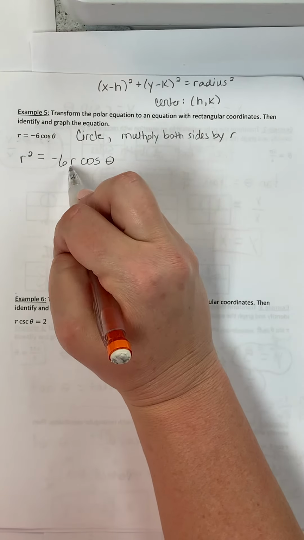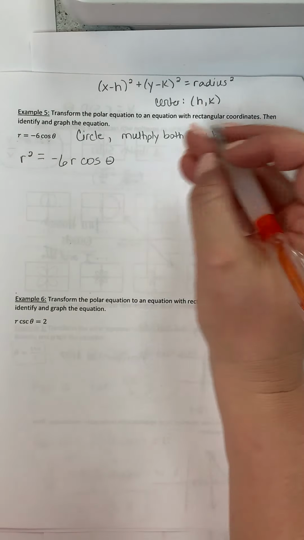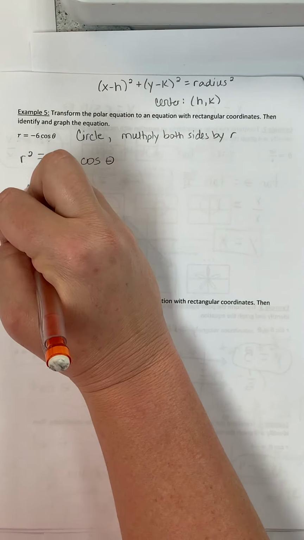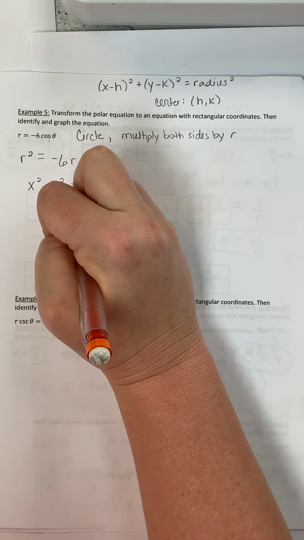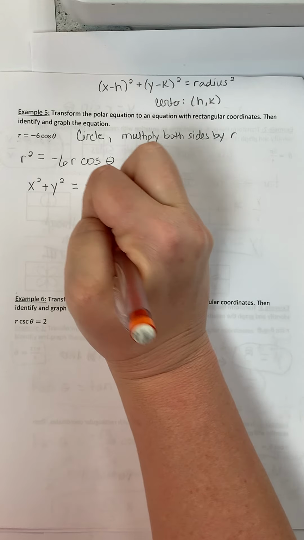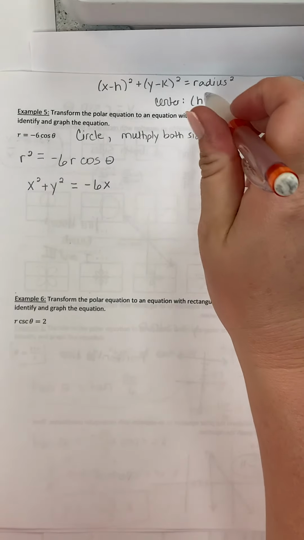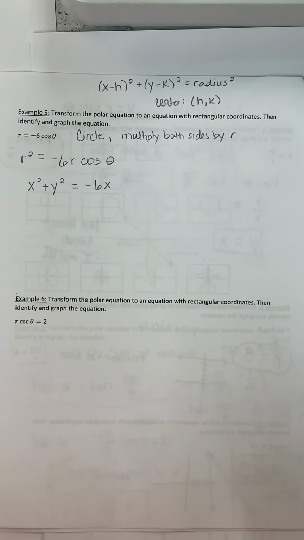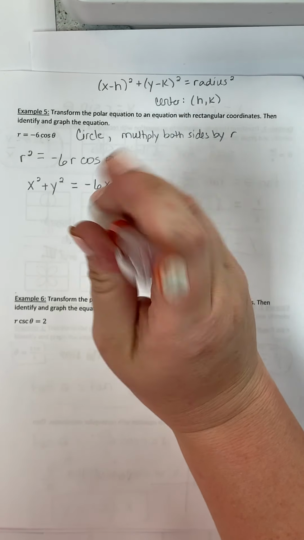Now we know that r cosine theta is x. We also know, what is r squared equal to? x squared plus y squared. Look at that. All right, I'm getting myself a rectangular equation. Now, it's still not in the form we want for a circle, but at least I don't have any r's and thetas hanging around.